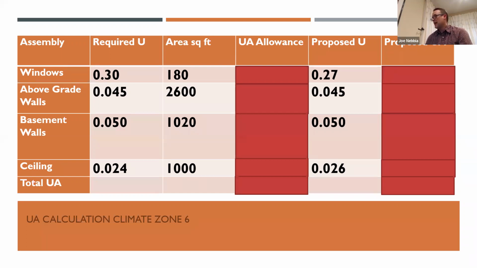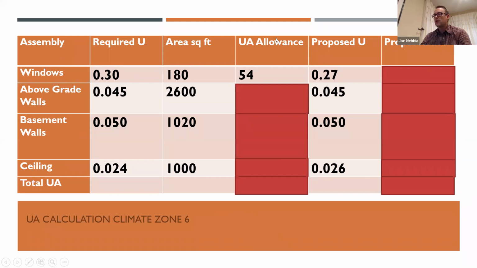And we're going to compare that to what we're proposing in the house that we're building. So the required U value is going to come from that U value table that I showed you in the code. Window U value is 0.30 or lower in the code. So if I've got 180 square feet of window, I have a UA allowance of 54 from my windows. Now, I don't have to keep that in windows. I can move that around the building envelope, but that's what I get from the amount of windows I've got.